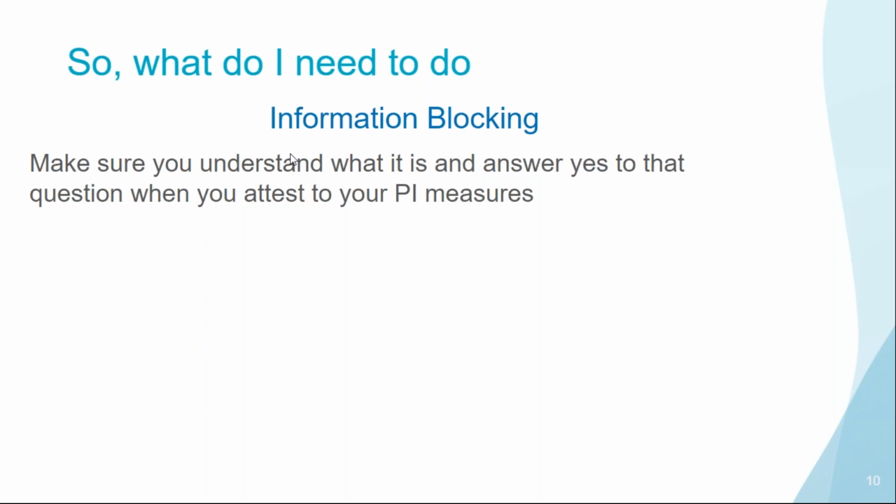So what you need to do about the information blocking is to make sure that you understand what it is and then answer yes to the question when you attest to your PI measure. So this is a once a year thing, but it is important that you know what information blocking is.